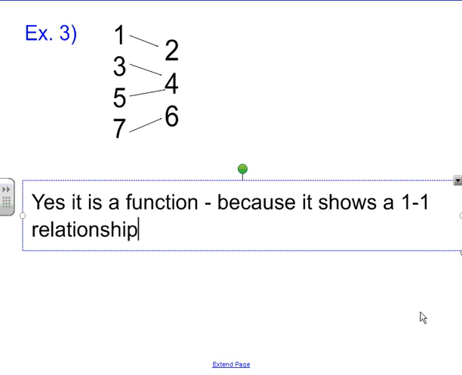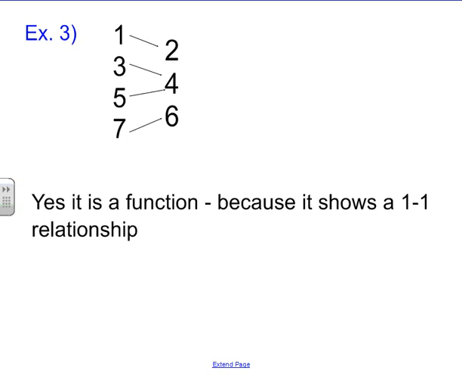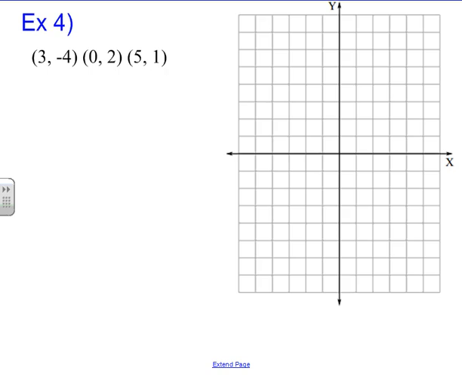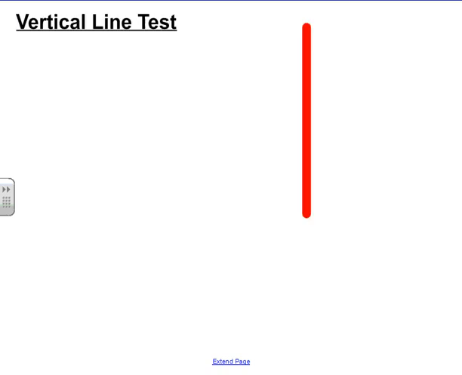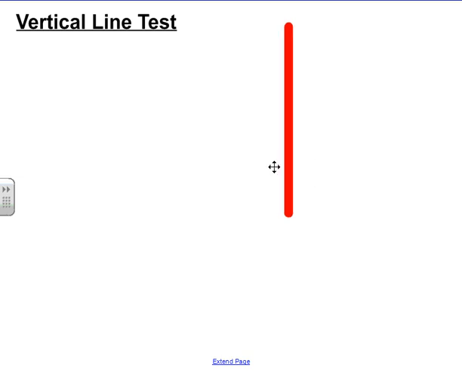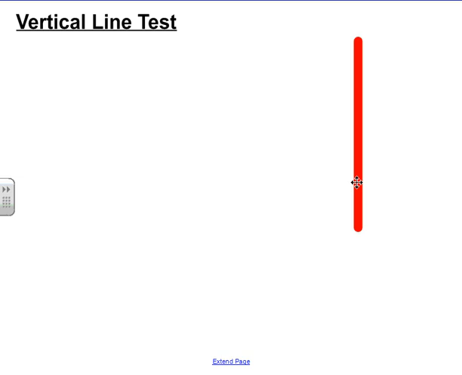Now let's look at it more by looking at graphs. Before we get there, let's talk about the vertical line test. When we're looking at a graph, if the vertical line hits in one spot and one spot only, it means that it passes the test, that it passes that 1-to-1 relationship. I'm going to show you how that works.